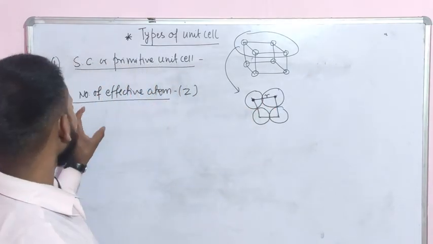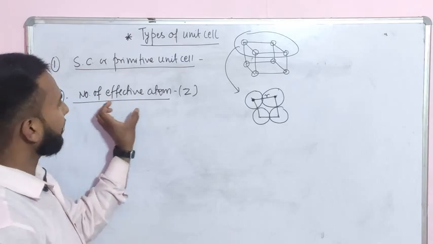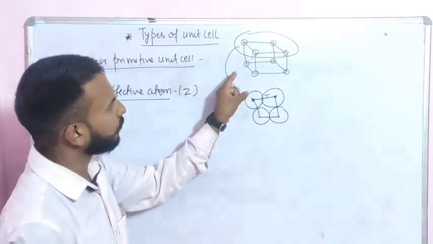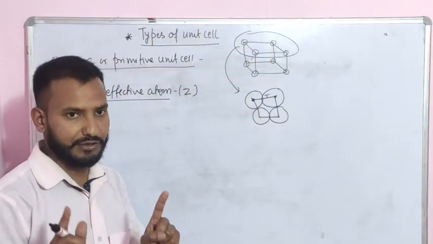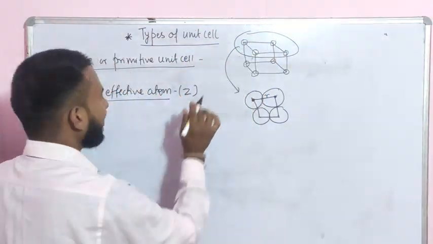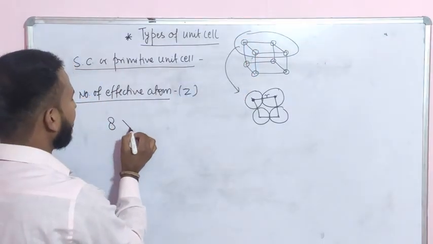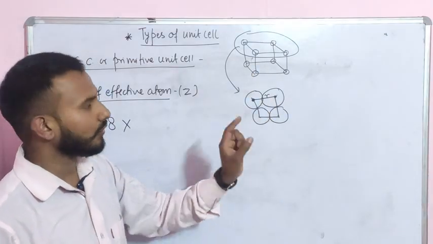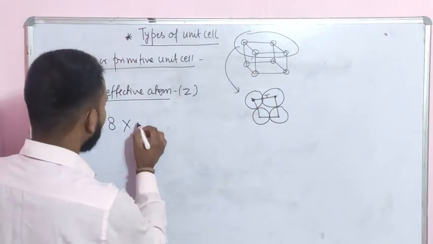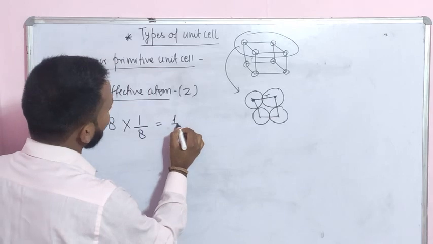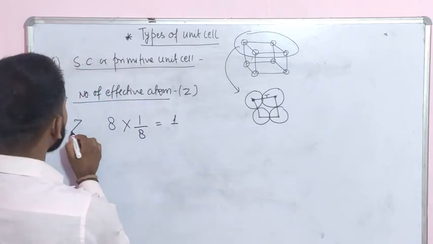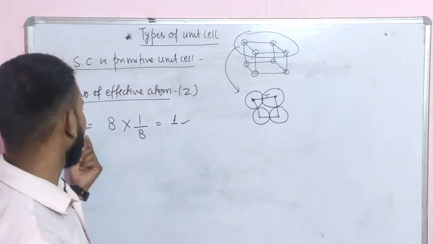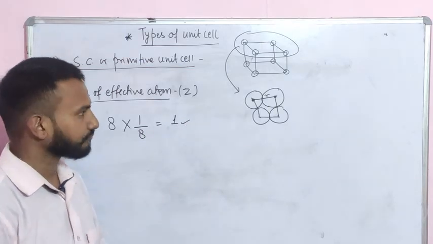Now first of all I have to calculate the number of effective atoms, meaning the contribution of atoms towards this whole unit cell. How many atoms are there? Total atoms 8, and because all atoms are identical, the contribution of one atom towards this whole lattice will be 1 by 8. That comes out to be 1. So the value of Z for simple cubic comes out to be 1.